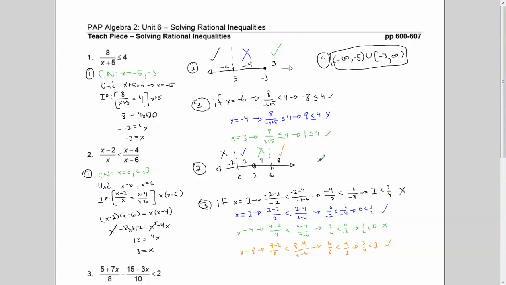So finally, and don't forget this step, you have to write your solution. We have this interval from 0 to 3. The 0 and the 3 are both not going to be included. So 0 to 3, open parentheses, or from 6 to infinity, and that 6 is also not included. And that is our solution.